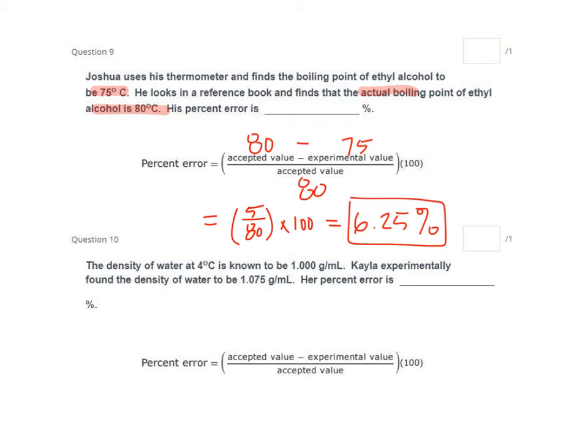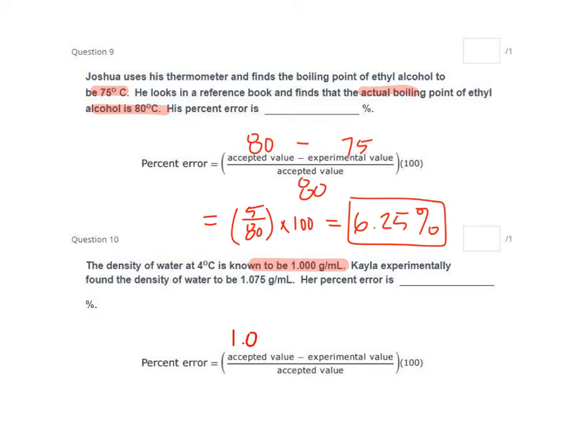It says the density of water at 4 degrees Celsius is known to be 1.00 grams per milliliter. Kayla experimentally found the density of water to be 1.075. What is her percent error? Okay, so it's telling you here the density is known to be 1 gram per milliliter. This is the known value. This is the accepted value. So the accepted value is 1.0, or you can add 3 zeros if you like.